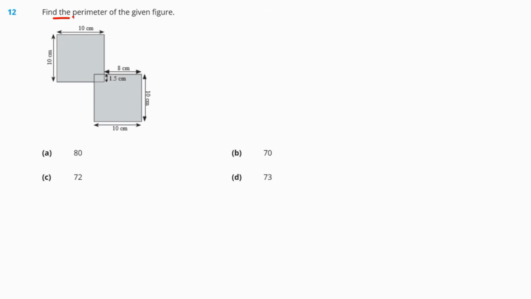Moving on to question number 12: find the perimeter of the given figure. If you have to find the perimeter of the given figure, we see an overlapping rectangle over here. Apart from that, both of them are squares. Okay, so let's see the obvious ones. 10 plus 10, 20, plus 10, 30, plus 10, 40. Now, if this is 8, since this is a rectangle, this and this are equivalent. So if this is 8, this is also 8. So 8 plus 8 is 16, which results in 56.